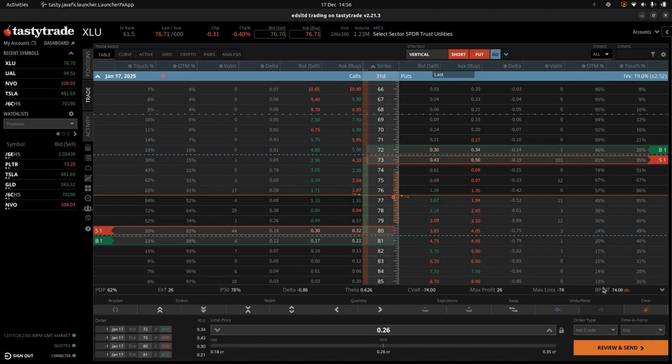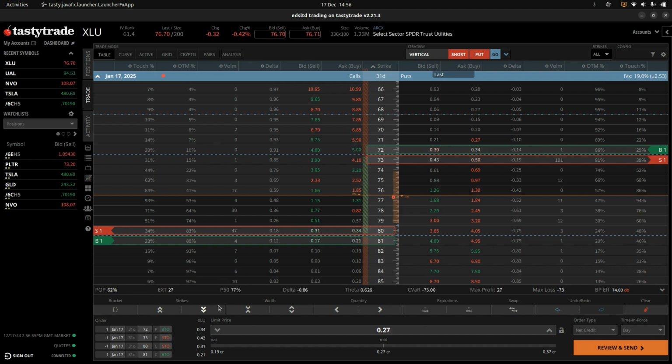Now, the trade off with this is, if you notice, we have a very high return on capital here. We're going to be looking to make $26, and we're looking to put up $74. So very nice high return on capital, much higher than the naked position that we were looking at. The trade-off is we will have slightly lower probabilities of success. We were looking at 68% before, now we're looking at 62.